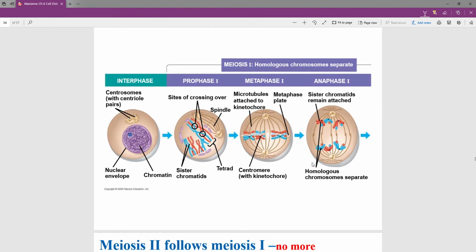So key things that are different here is how they pair up. So this idea of tetrads and how they align in metaphase, and the fact that we're going from diploid to haploid. And this is key about this first part of meiosis, or meiosis 1.